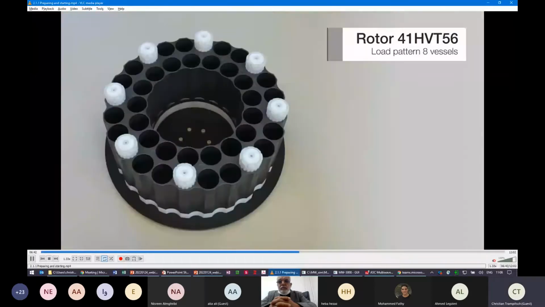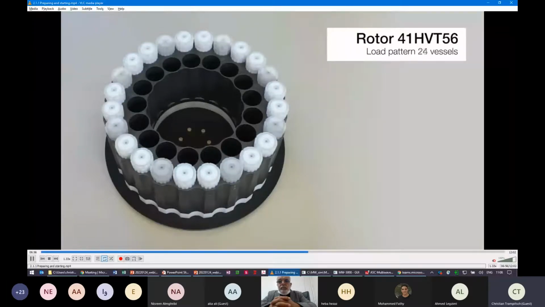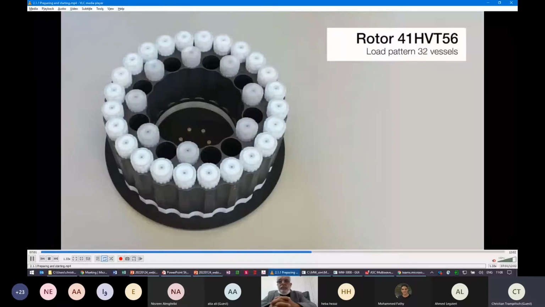We show the different load patterns depending on the rotor you have. The load pattern is important for symmetry, so that the microwave radiation reaches the vessels in a similar way and you get the same temperature at every vessel position.